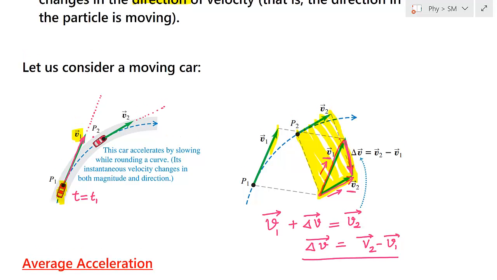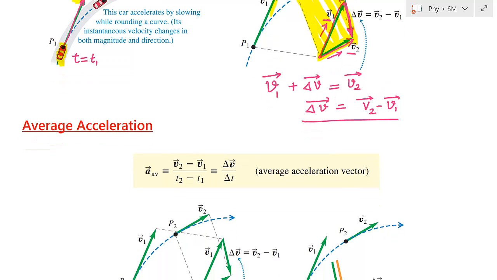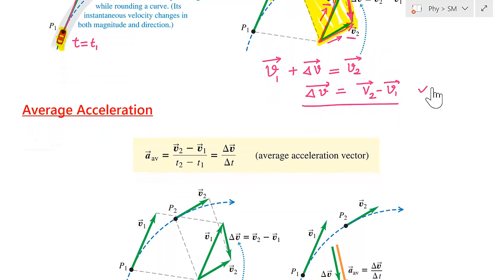Now if I divide the change in velocity vector delta V by time, I will get acceleration. Now which time should I take? I can take a time interval, that is t1 to t2, and in that case we will calculate the average acceleration. If this time interval is very small, then we are calculating the instantaneous velocity or instantaneous acceleration. So let us first define average acceleration.